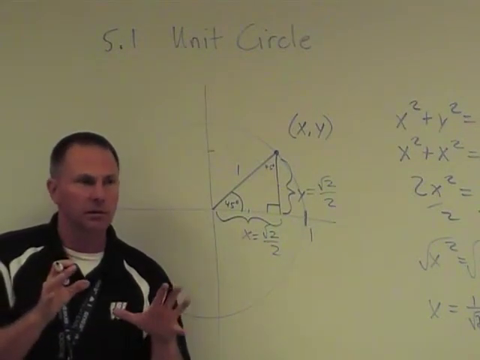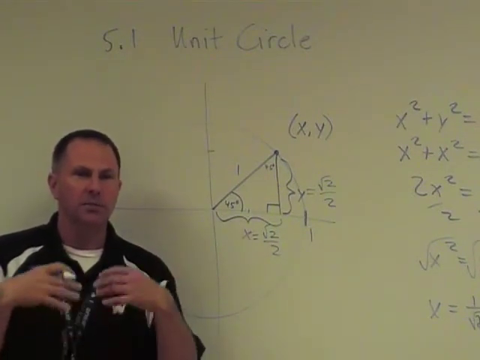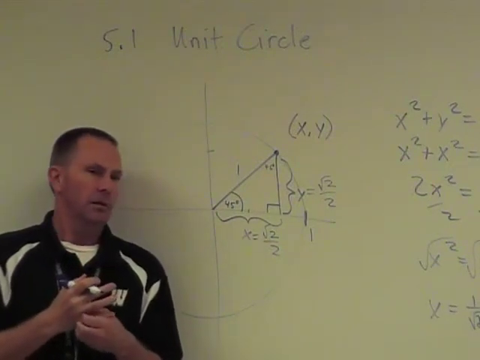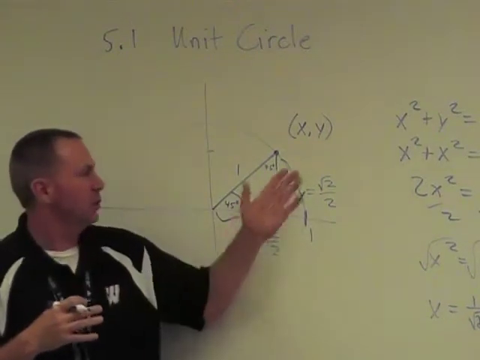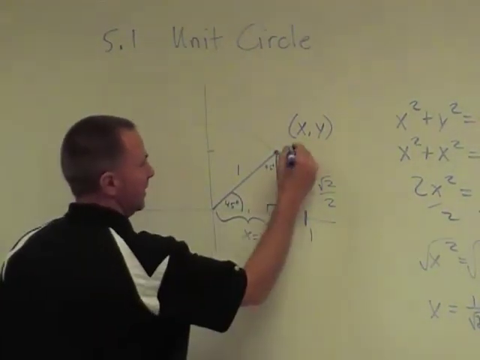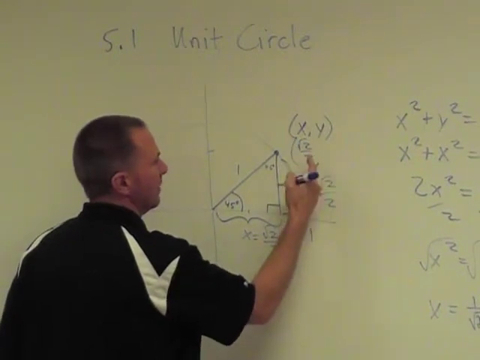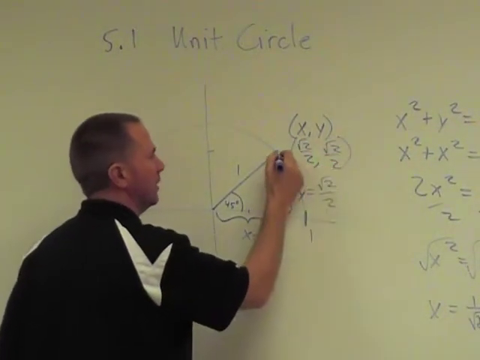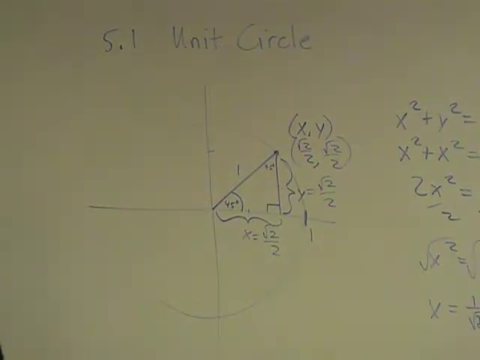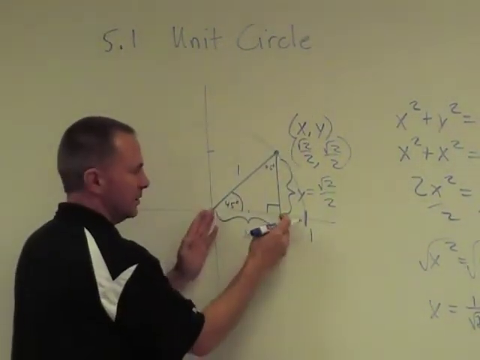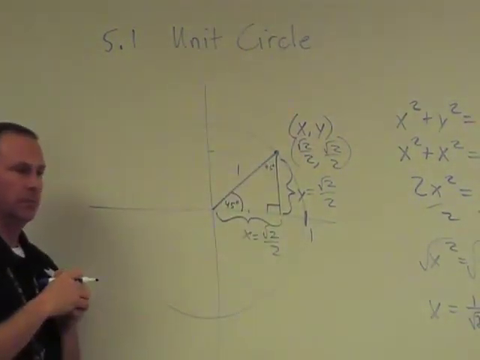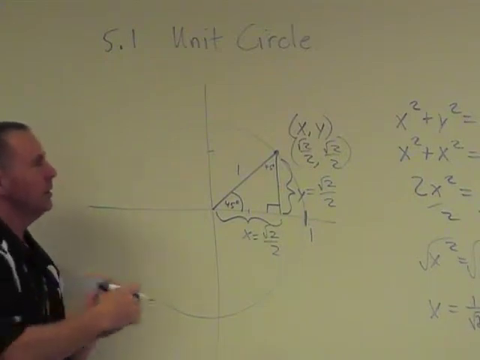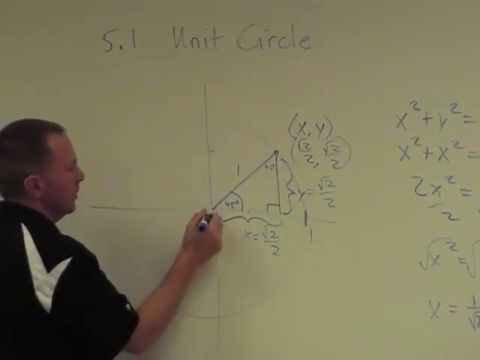Alright, so now we're going to start making some leaps here. So this coordinate here is what? The x value is the square root of 2 over 2, and the y value is the square root of 2 over 2. That's your coordinate of this point. This point, the x value is the square root of 2 over 2. The y value is the square root of 2 over 2. Now, watch. That's 45 degrees.